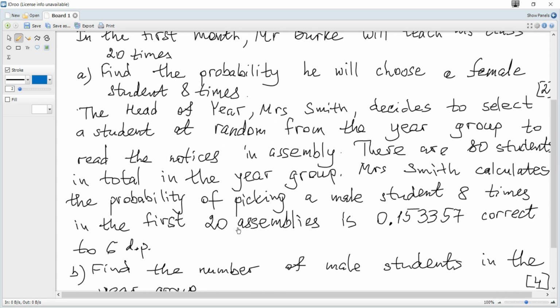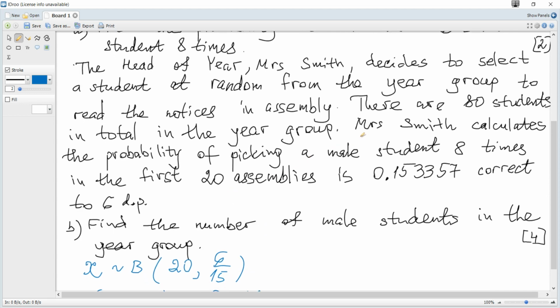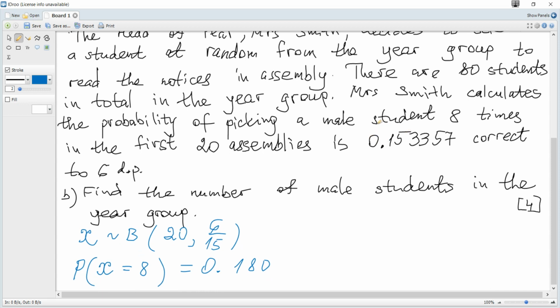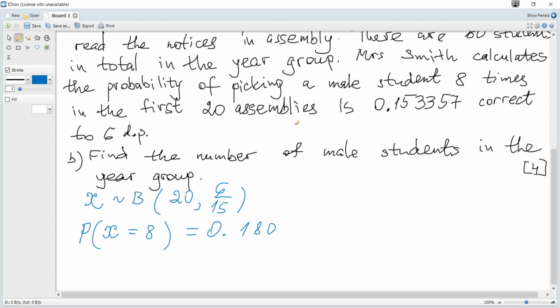The next part. The head of year, Mrs. Smith, decides to select a student at random from the year group to read the notices in assembly. There are 80 students in total in the year group. Mrs. Smith calculates the probability of picking a male student 8 times in the first 20 assemblies. Is this value correct to 6 decimal places? B. Find the number of male students in the year group.